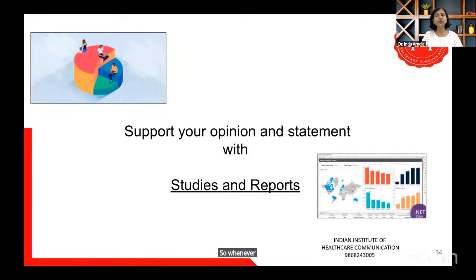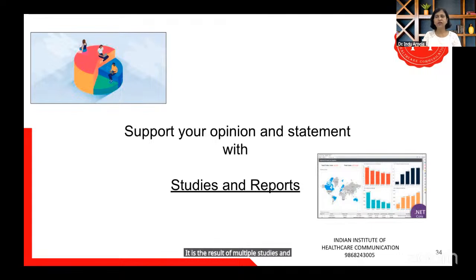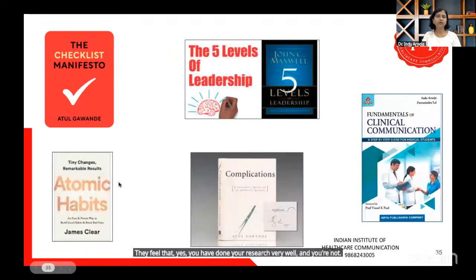So whenever you're sharing some information or some claim that you're making, make sure that you support your opinion and statement with studies and reports. Because you are interacting with an intellectual, educated audience. So they would be more convinced with you if you're able to show them that it is not you who is saying this, it is the result of multiple studies and research that also supports your opinion. So when you quote that source, they feel that yes, you have done your research very well and you are not speaking out of your mind.